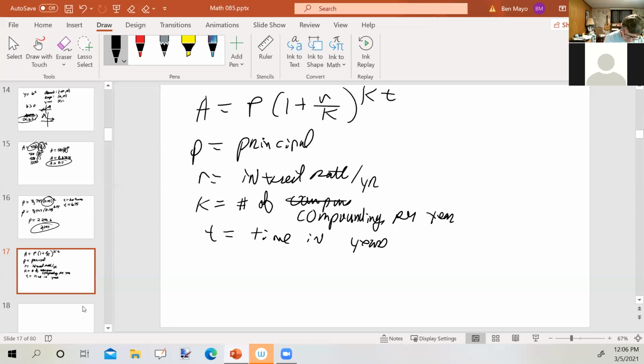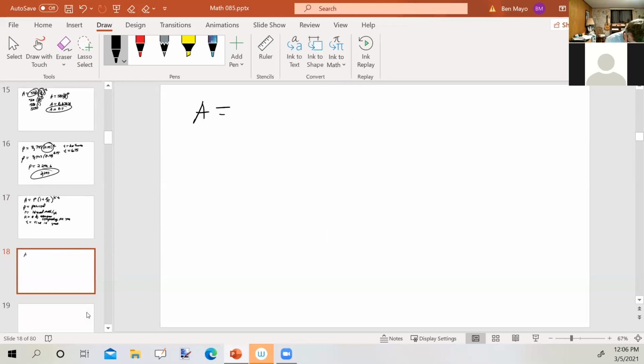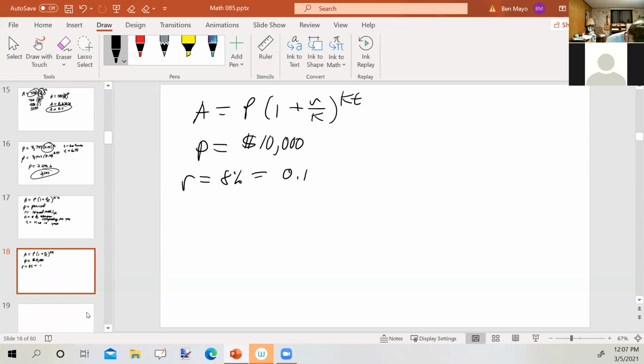Now, this says an initial deposit of $10,000 earns 8% interest. We're going to convert that into a decimal.